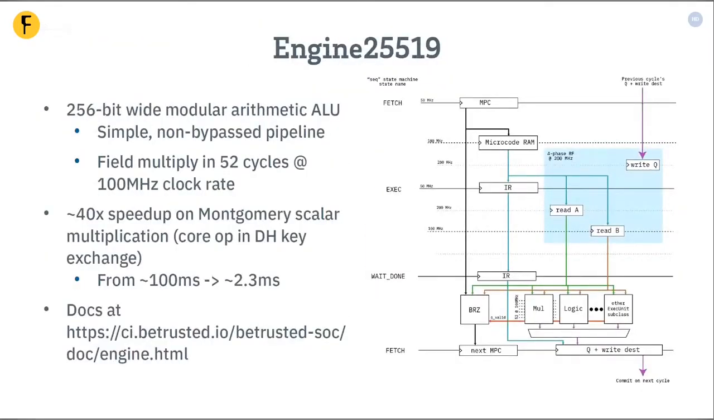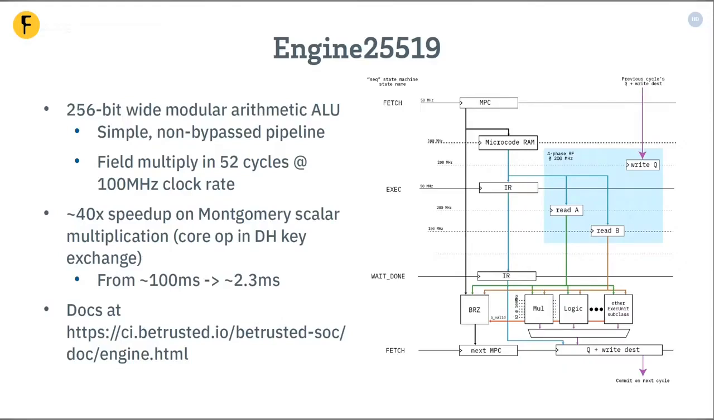It's a very simple pipeline. It can do the field multiply operation in 52 cycles and includes normalization of the result. It's about a 40x speed up on Montgomery scalar multiplication, which is a core operation in the Diffie-Hellman key exchange. Goes from about 100 milliseconds in software down to about 2.3 milliseconds using the hardware accelerator.